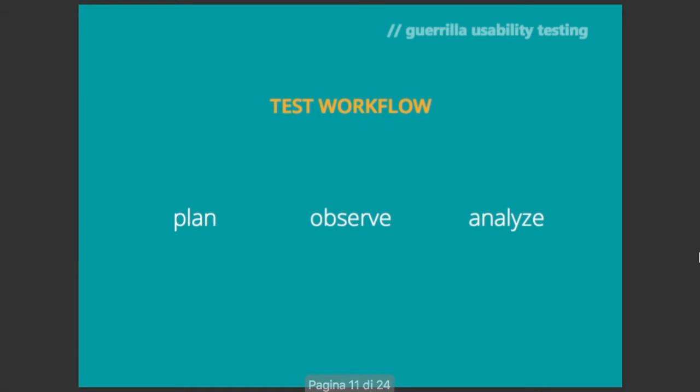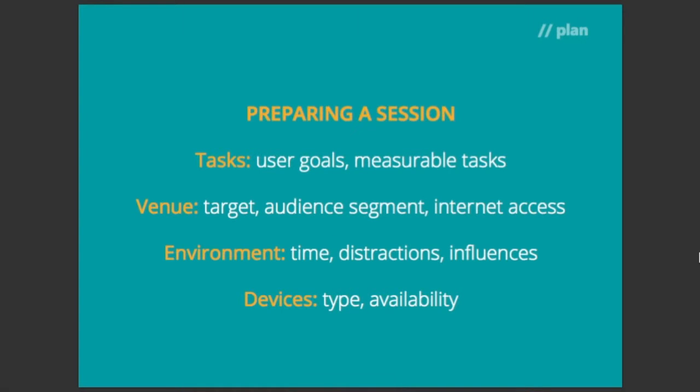So, the workflow is usually divided in 3 parts: planning, what you are going to do, observing the people using it, and analyzing the data. Planning is the most important part, I think, because you have to take care of these 4 things, like the task. You have to have in mind what to ask the user. So what are the goals you are going to ask them to do?